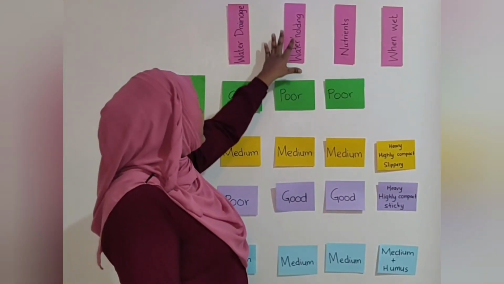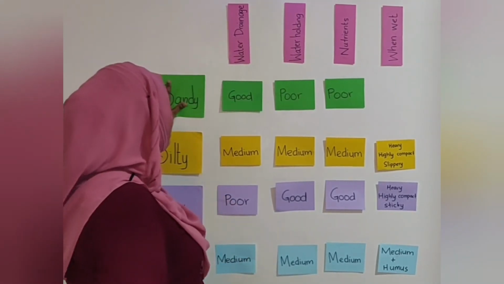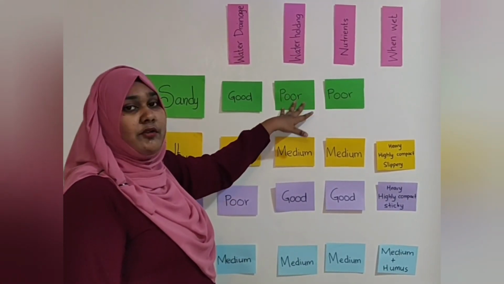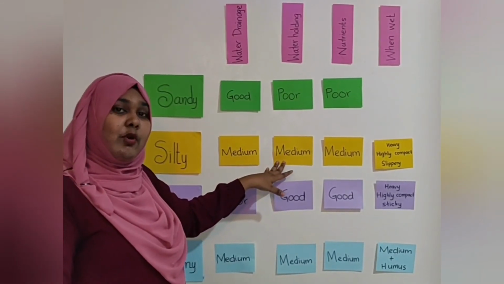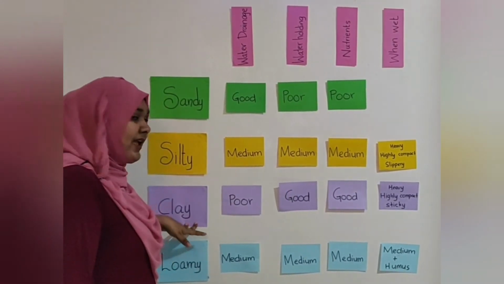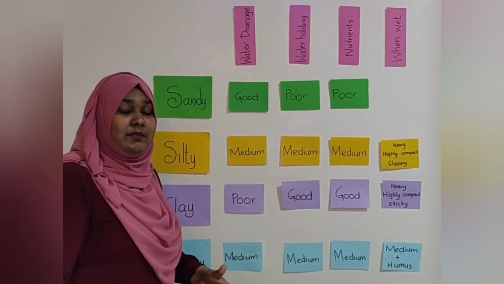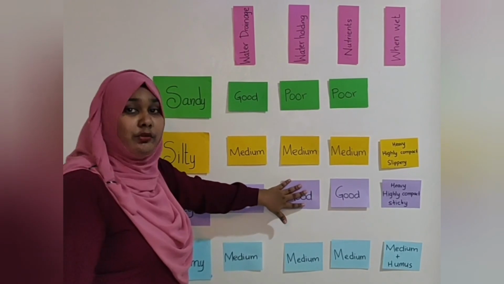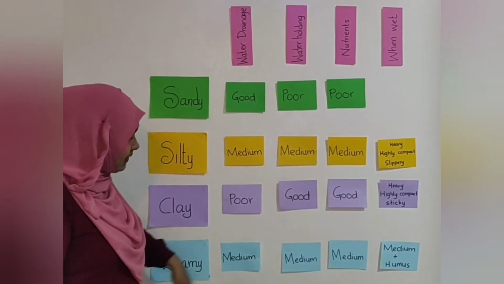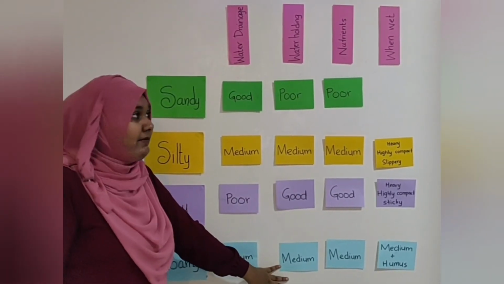Next is water holding capacity. So in sandy soil, the soil is able to hold very few amounts of water, whereas in silt, it's at a more medium or moderate level. As in clay, since the particles are very small and compact together, it's able to hold a lot of water. And again, in loamy, also it's at the medium level.